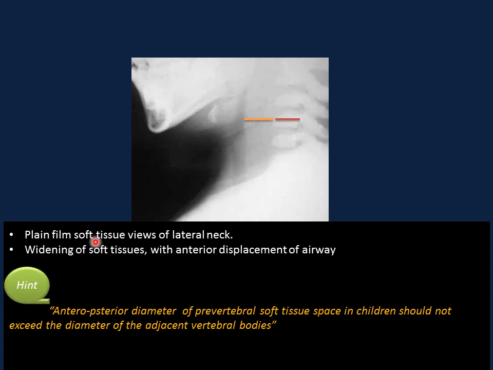This is a plain film soft tissue view of the lateral neck. If you see here, you will see widening in the soft tissue in the prevertebral space, and the anteroposterior diameter exceeds the size of the adjacent vertebral body. So this is a classic presentation of retropharyngeal abscess. The thing to remember is that the anteroposterior diameter of the prevertebral soft tissue in children should not exceed the size of the vertebral body or the adjacent vertebral bodies.